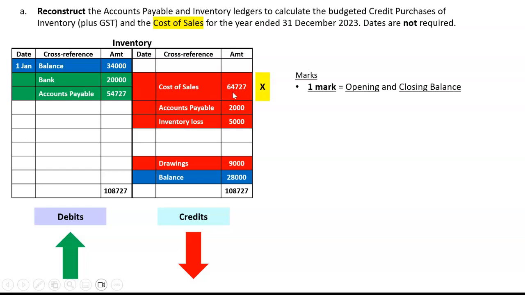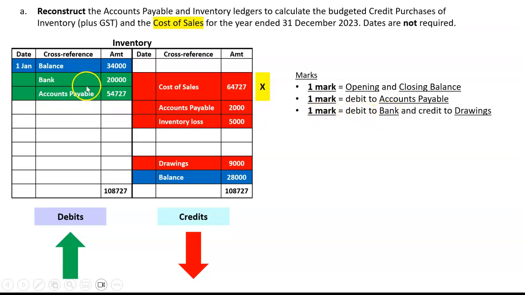So the marks, I gave 1 mark for the opening and closing balances. There were 6 marks in total. I gave 1 mark for the debit to accounts payable, this one here, and that's because you have to remember that from an earlier question, so I thought that on its own was worth a mark. 1 mark to the debit to bank and the credit to drawings, just because they were given to you in the question. They were a bit easier, so I thought pair them together for 1 mark. 1 mark for the credit to accounts payable and the inventory loss. Bit harsh, to be honest. That inventory loss could be worth a mark on its own.